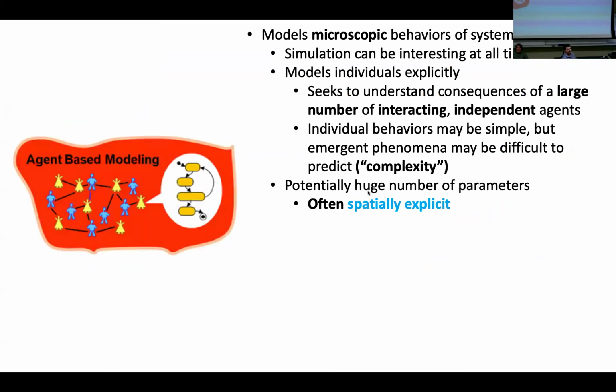Okay, so that's system dynamics modeling. Any questions about SDM, system dynamics modeling? Again, not a core concept of this class. I just want you to know it exists.